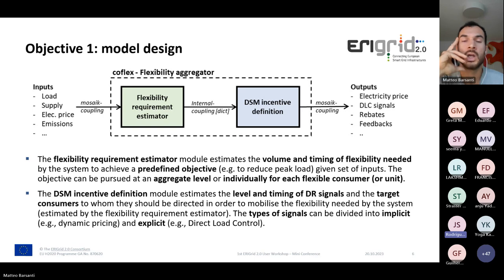Just for confirmation. Yeah, and thank you very much for the question. I think that the design that we propose here is actually quite flexible. So the inputs can come from the bottom up, from individual units, individual consumers, but also top down from the market. So any type of input can be given to this model in order to assess the flexibility requirements and then how to activate it. So for instance, the price from the spot market, or a request for ancillary service at transmission grid level.